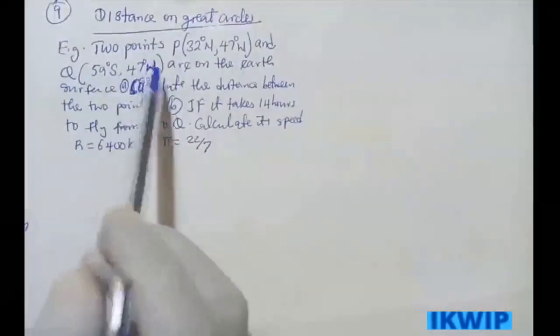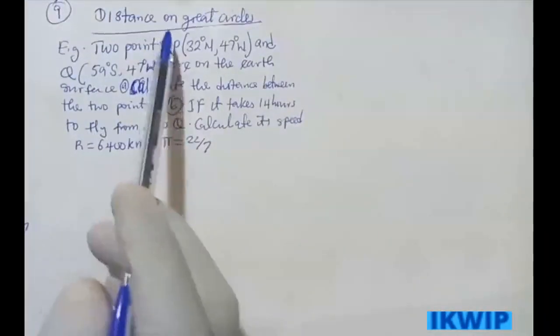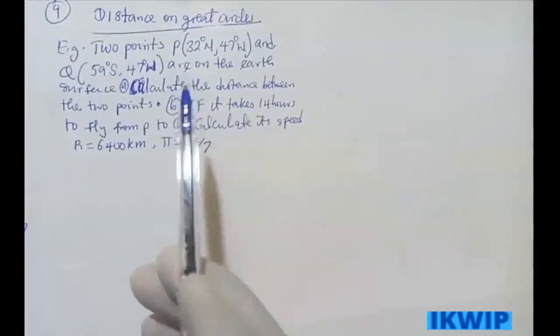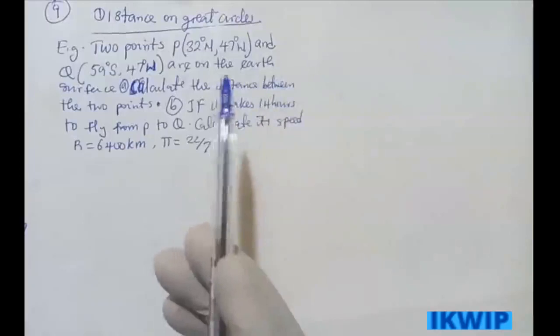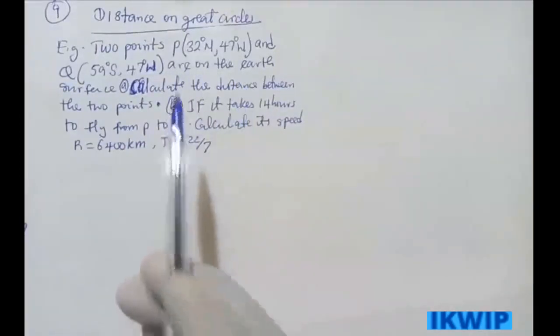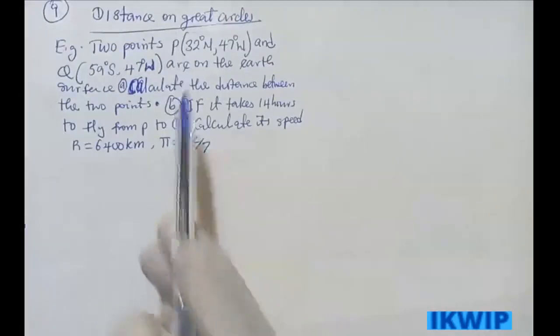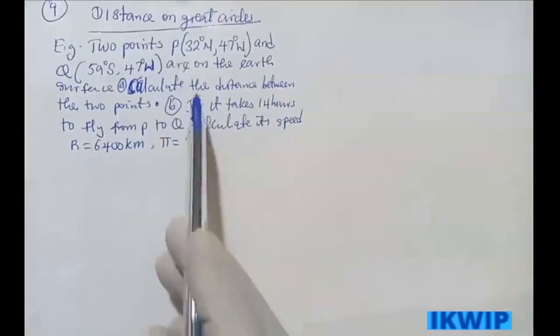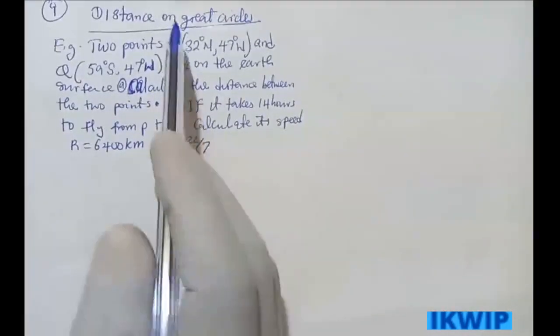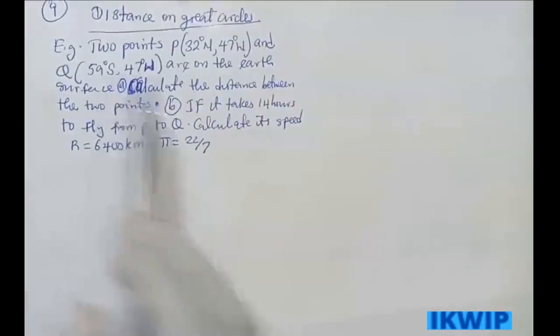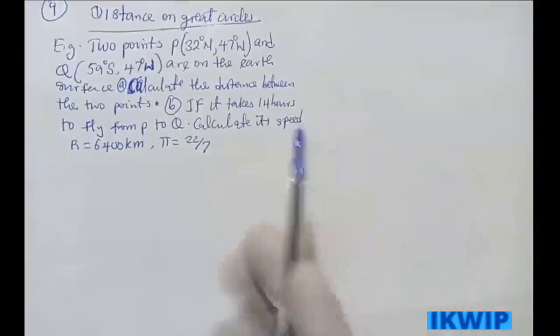The topic right here is distance on great circles. Remember, I told you the last time that the distances along great circles are distances along the longitude, I mean the vertical lines running from the North Pole to the South Pole. So let's quickly look at this. I'm going to have to give you a formula here that you're going to use.